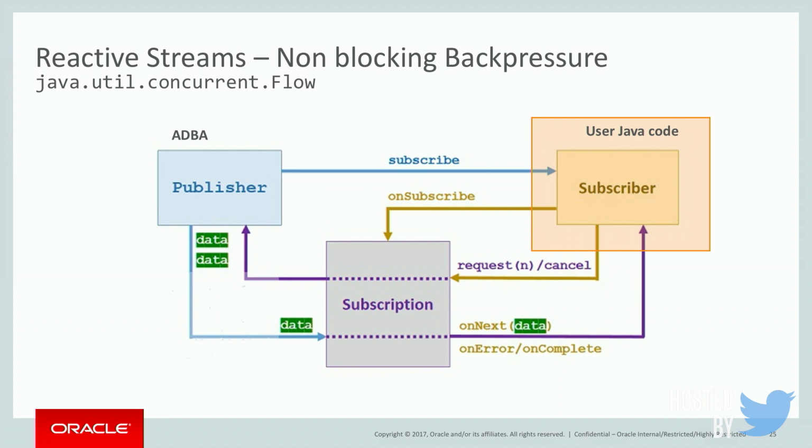For those not familiar, this is how it works. So you're gonna implement the subscriber interface, which means you will implement onSubscribe, onNext, onError, and onComplete. Okay? So you request a number of rows, and the ADBA will give you the number of rows. So the idea is we give you what you can absorb, what you can process. So this is non-blocking back pressure.